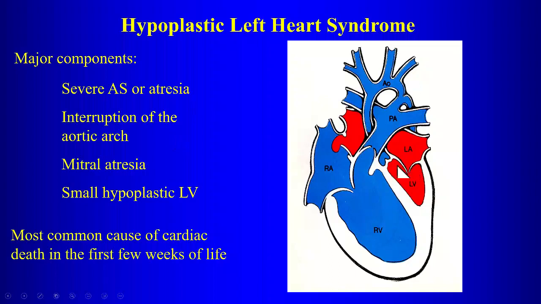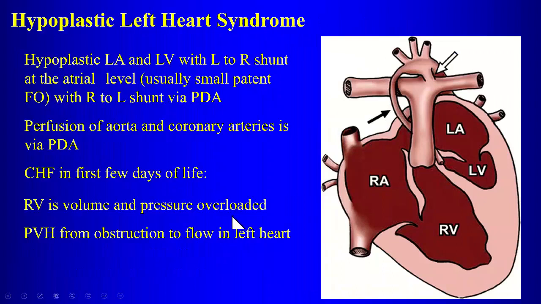Mitral atresia, that may be the key component here. Small left ventricle, small hypoplastic left ventricle. This is the most common cause of cardiac death in the first few weeks of life, this hypoplastic left heart syndrome. So we get a hypoplastic left atrium and left ventricle. There's left to right shunting at the atrial level here. So the blood goes from left to right through this atrial septal defect.